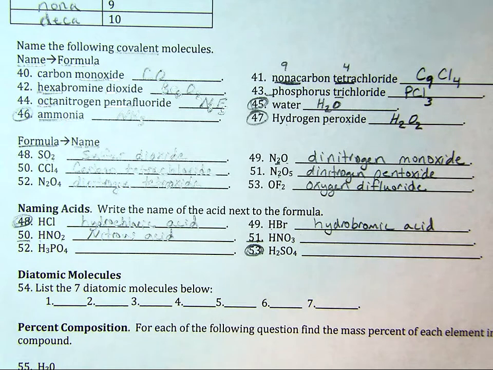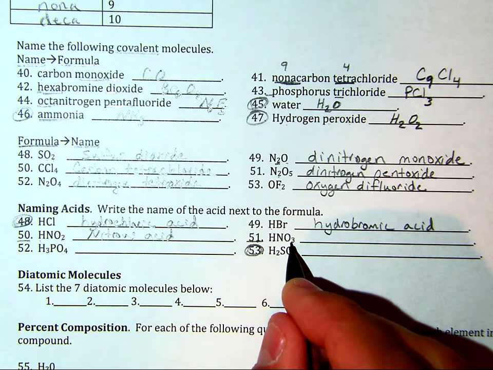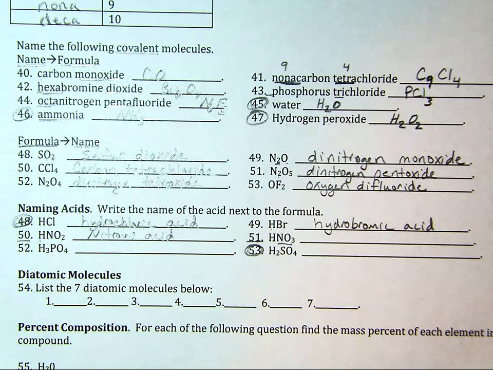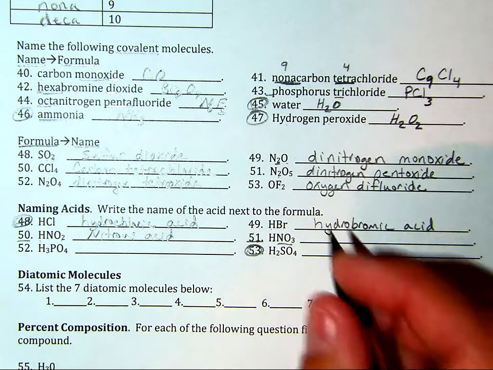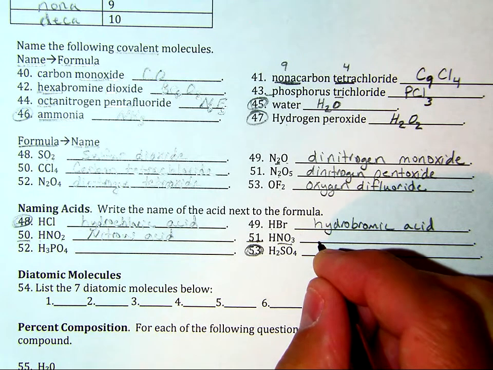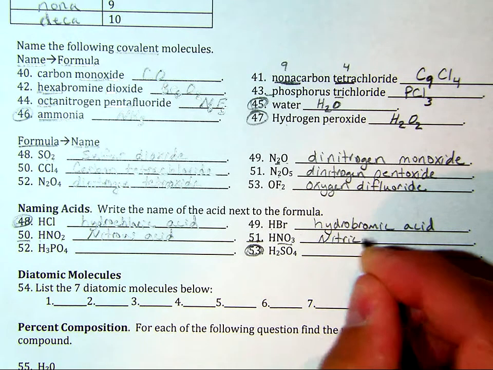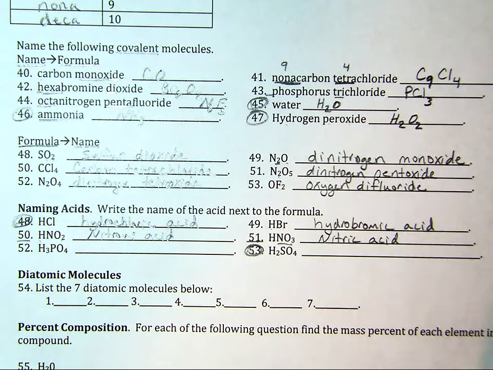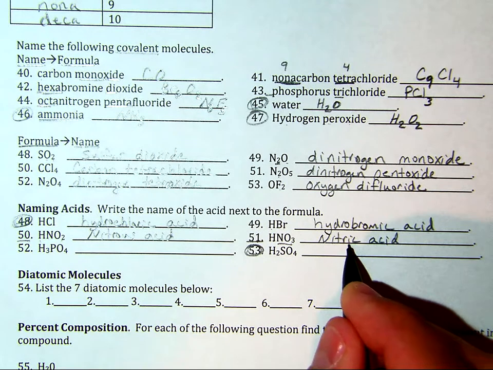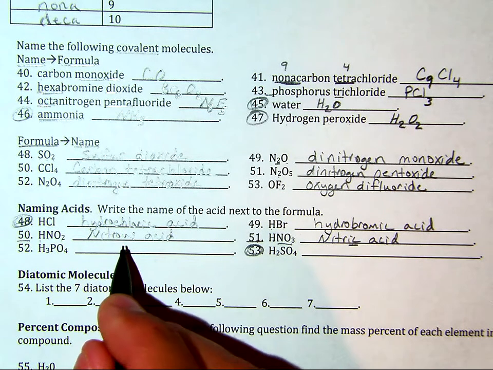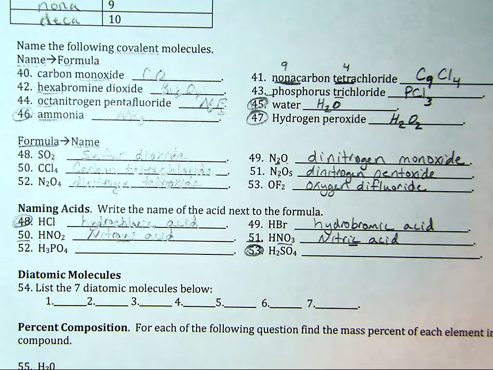Now if it's got more oxygens, like this one does, so NO3, it's nitrate. And with acids, you change the suffix ate to ic. So this is going to be called nitric acid. Okay, so more oxygens ends in ic. If it has fewer oxygens, we name it with the suffix ous, O-U-S. I'm not going to put those on the test though.